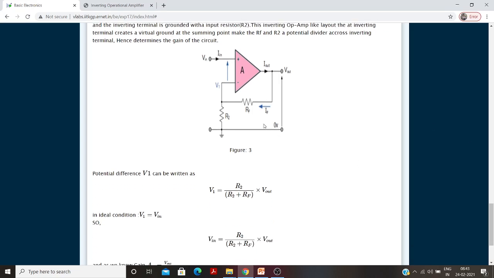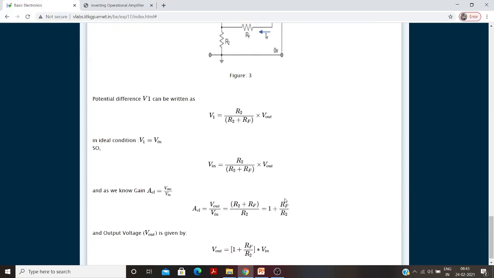So V1 is equal to what? This is a voltage divider: the voltage across R2 divided by the total of the two, that is R2 divided by R2 plus RF, into V out. We know the voltage division formula, and by using the virtual ground concept, V in is equal to V1. So V in is equal to R2 divided by R2 plus RF into V out.